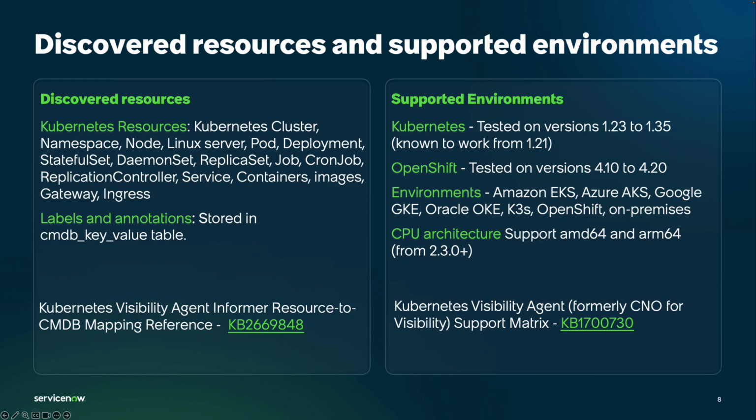On the environment side, KVA has been tested on Kubernetes versions up to 1.35. It supports all major cloud platforms as well as OpenShift and on-prem clusters. Both AMD64 and ARM64 architectures are supported, but do refer to the support matrix KB for further details. And also do use both links to stay up to date with future KVA changes.